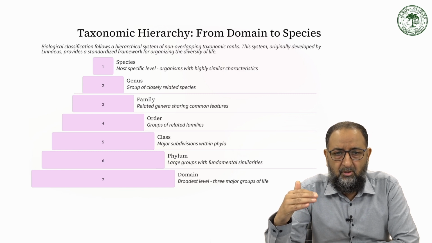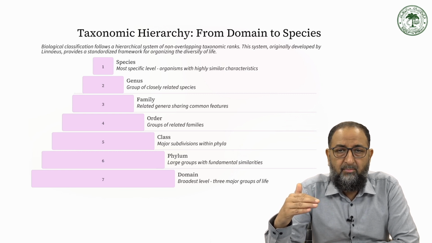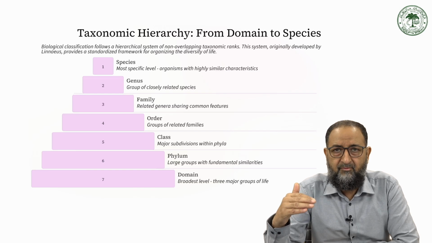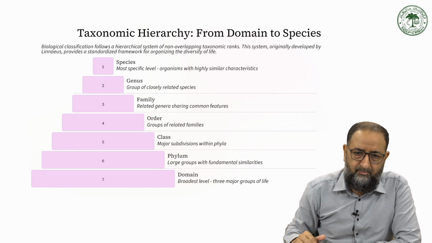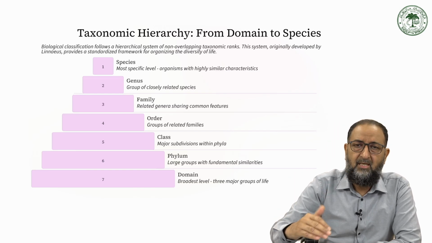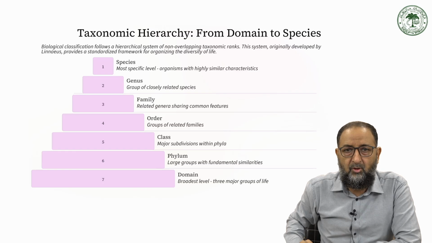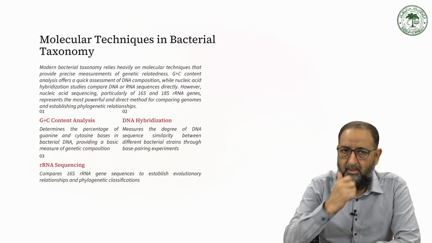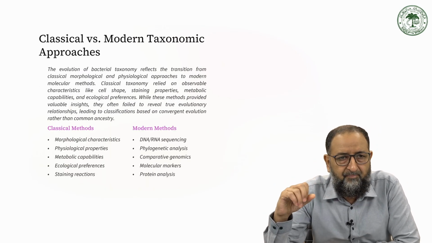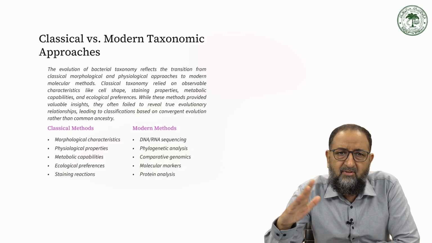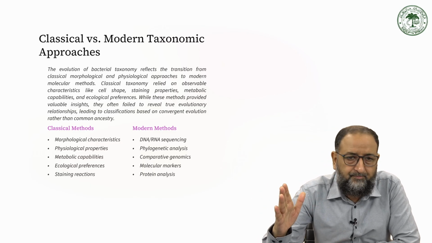families, they form different orders, and different orders form different classes, and different classes form different phyla, and different phyla form different groups. So this is the whole hierarchy of the classification of these organisms on the basis of different characters, both molecular characters and phenotypic characters. Now, classical versus the modern taxonomical approaches.